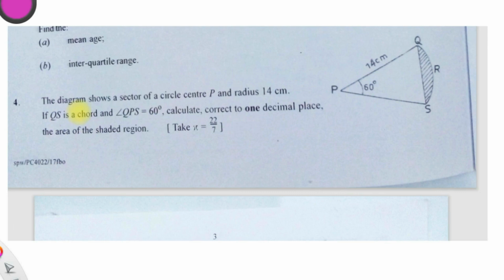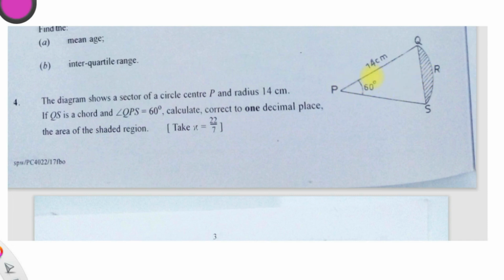So they say that the diagram shows a circle, center P and radius 14 centimeters. If QS is a chord and angle QPS is 60 degrees, so this is a chord and the whole of this is a sector. Then QPS is 60 degrees as indicated. Calculate, correct to one decimal place, the area of the shaded region. So we have to find this area.